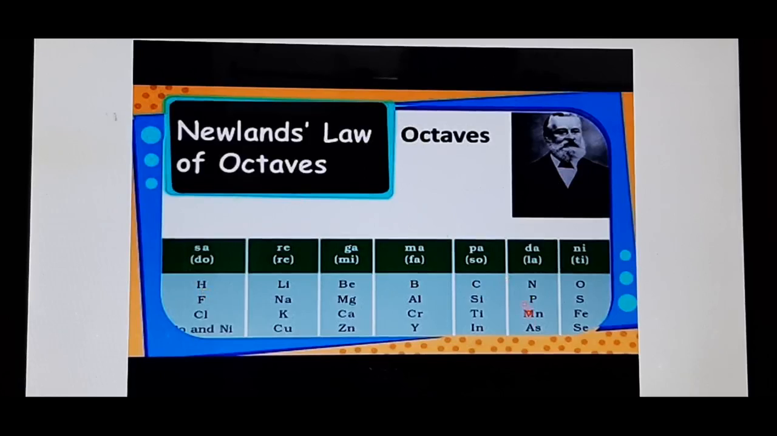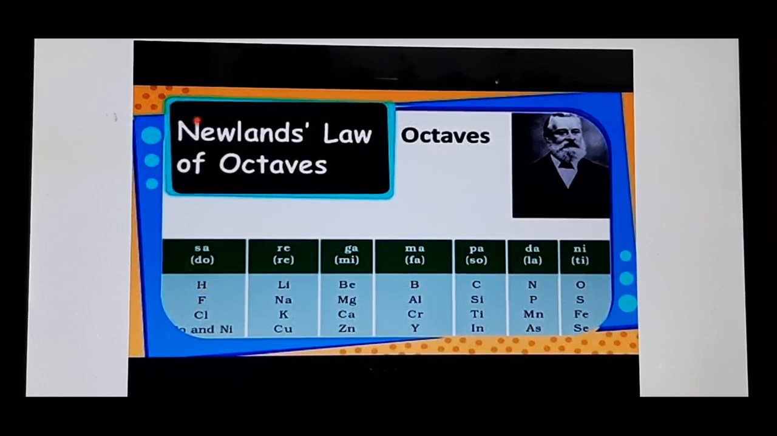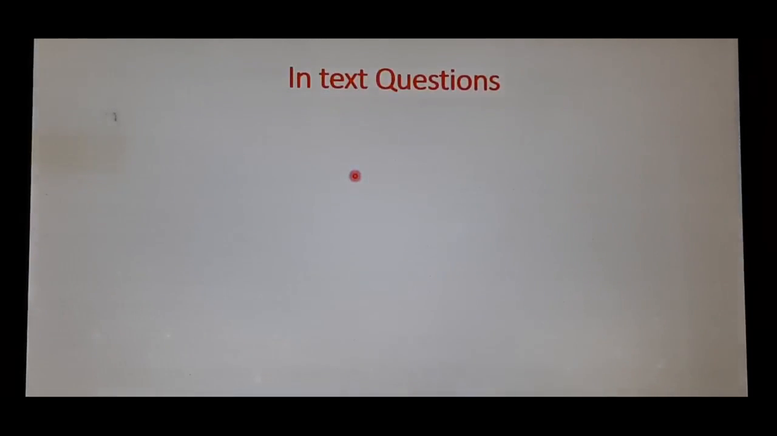Then every ninth element will have the same properties as the first one, but he has given the law of octaves, that every eighth element, their property is similar to the first one. Same way, if you add neon after fluorine, then again chlorine will be the ninth element after fluorine. That's why after the discovery of noble gases, the law of octaves became completely irrelevant. So this was all about Dobereiner's triads and Newlands' law of octaves.